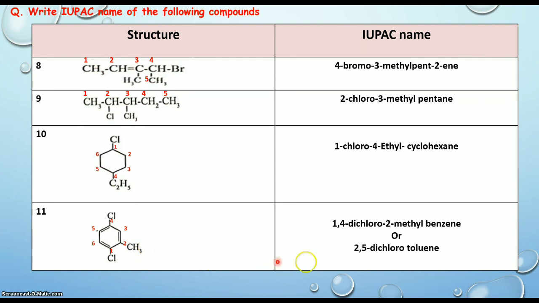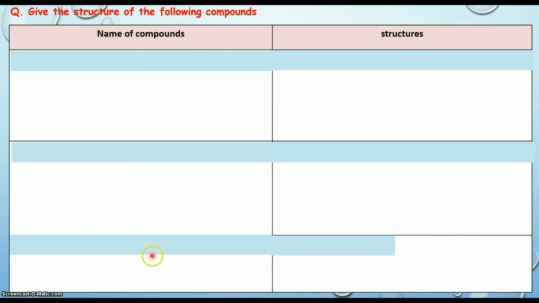But if we are considering toluene as the suffix, as the methyl group is present on the benzene, the special name is toluene. Then this will be your carbon number 1, then 2, 3, 4 and 5. So on the second position and fifth position, chlorine will be there if we are using toluene in the suffix. So the IUPAC name will be 2,5-dichlorotoluene. So there are two ways to name this structure.